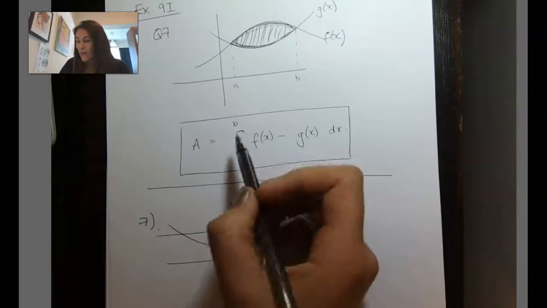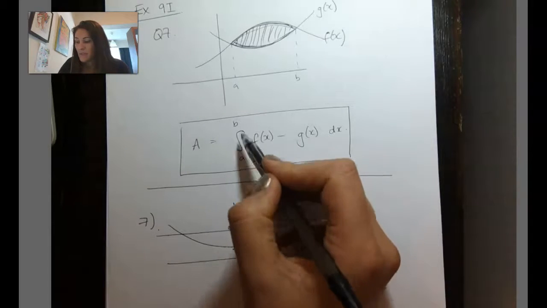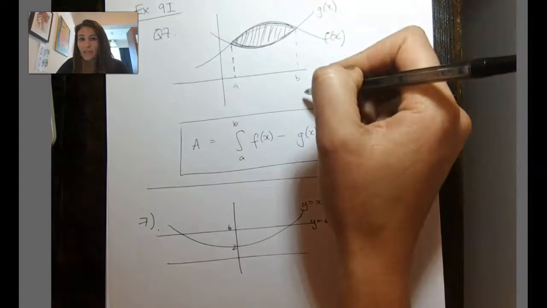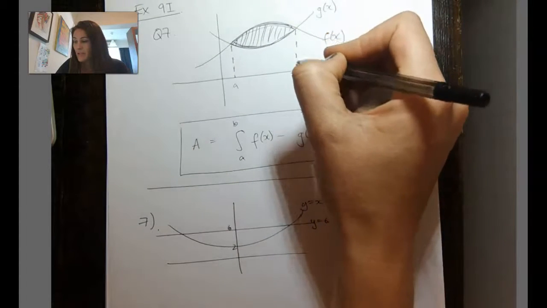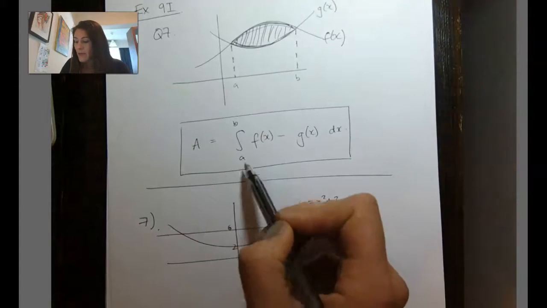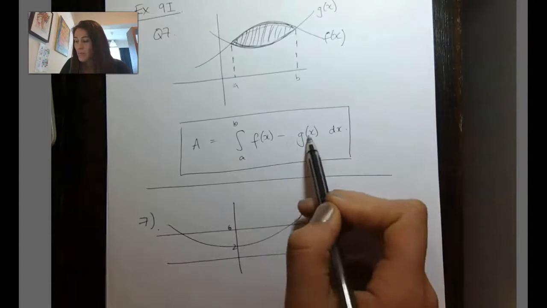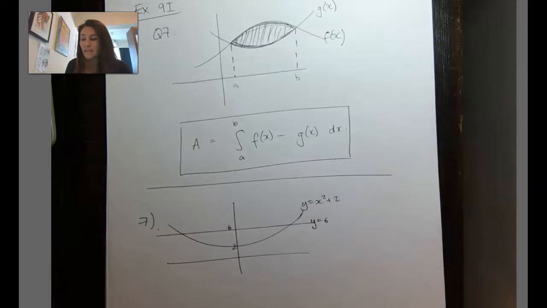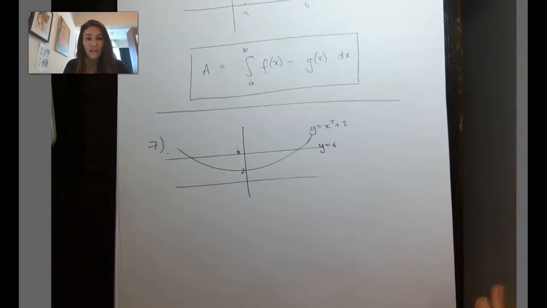We can say that the area is the integral between these two limits, so A is the lower intersection point and B is the upper intersection point. So between A and B of the function at the top minus the function at the bottom. And we integrate that with respect to x. So this is the formula that I'm using, and I'm going to go through question 7.